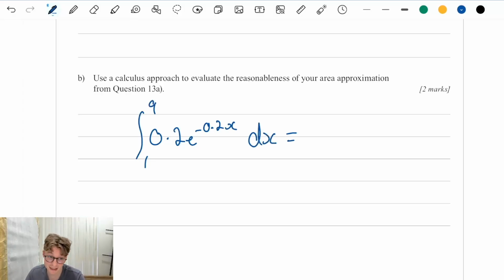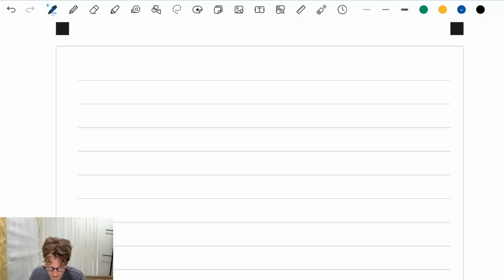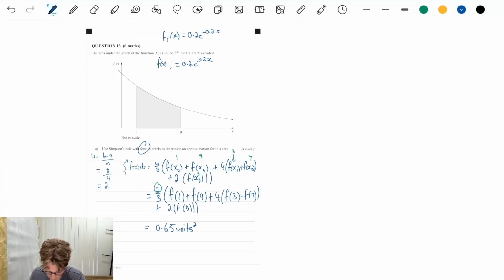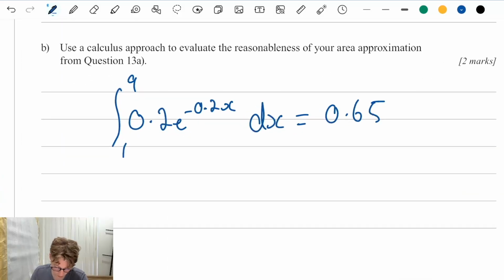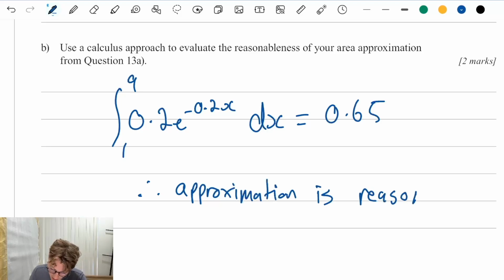If you type that in, you use calculus, you integrate, you get an answer of 0.65, which, what do we know? Wait, I need to go back a page, apologies. Is the same as the answer we got. So I say, therefore, the approximation is reasonable.